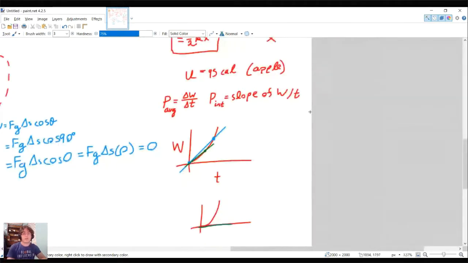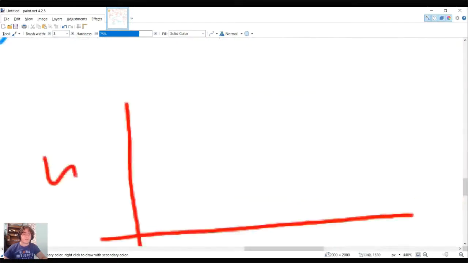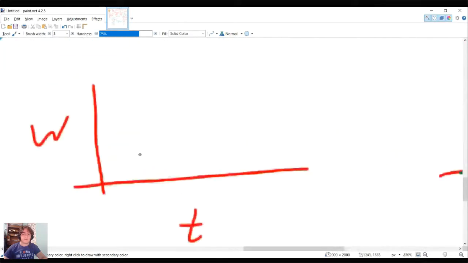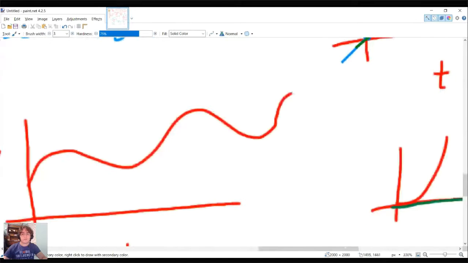The slope of work per time, delta W over delta t, is the average slope over that interval, and as delta t gets smaller and smaller, the average slope approaches the slope of the tangent line at the point of the graph. So you can have any curve. Let's make it real crazy just for fun. We'll end it with a circle.